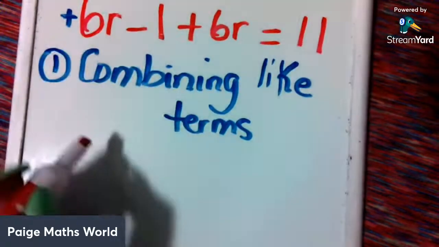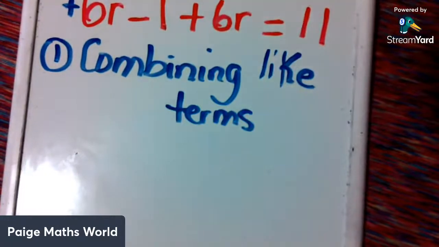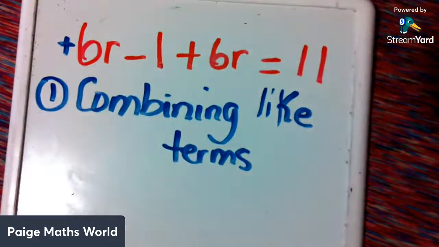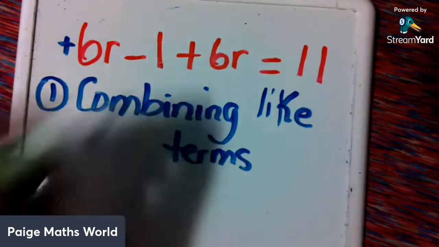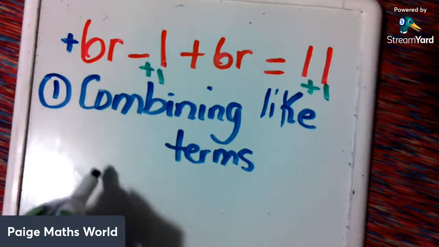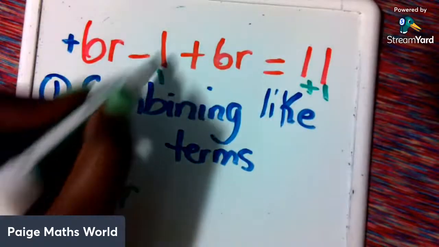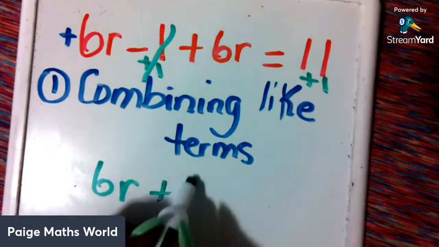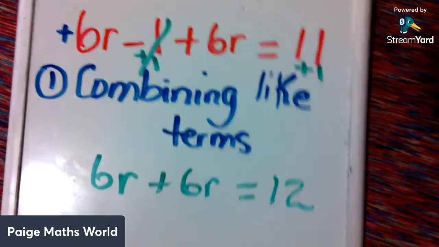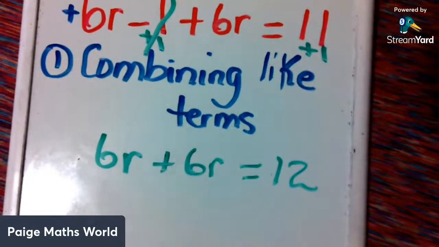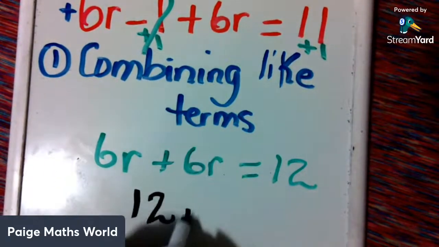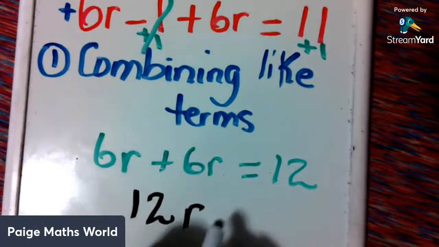So let us do that. So the correct way to do it, though, is adding. If you're subtracting, you do the opposite, which is addition. So we're going to be adding 1 to both sides. And so we have 6r, negative 1 plus 1, that's gone, plus 6r, and that's equal to 11 plus 1, 12. 6r plus 6r is what? 12r. I'm making it very simple for people who are not that quick. 12r is equal to 12.